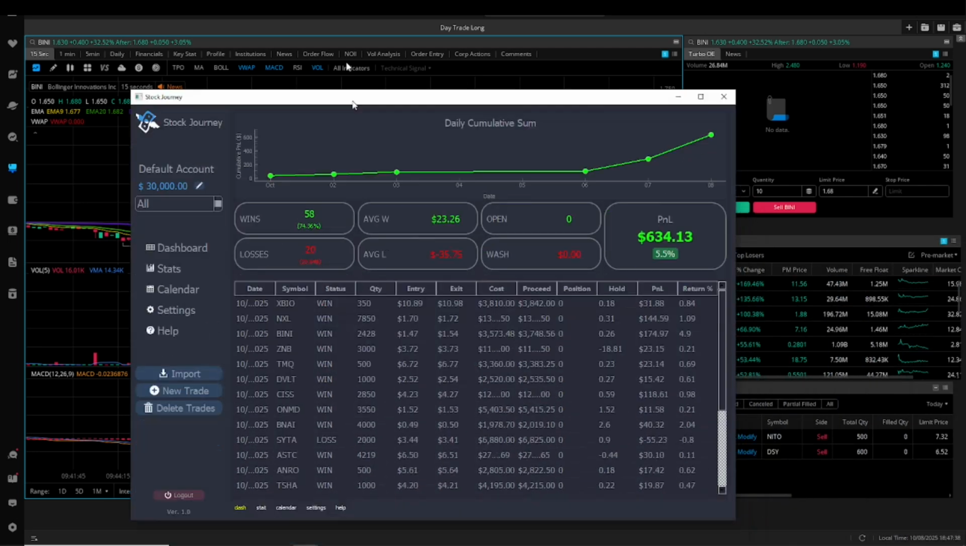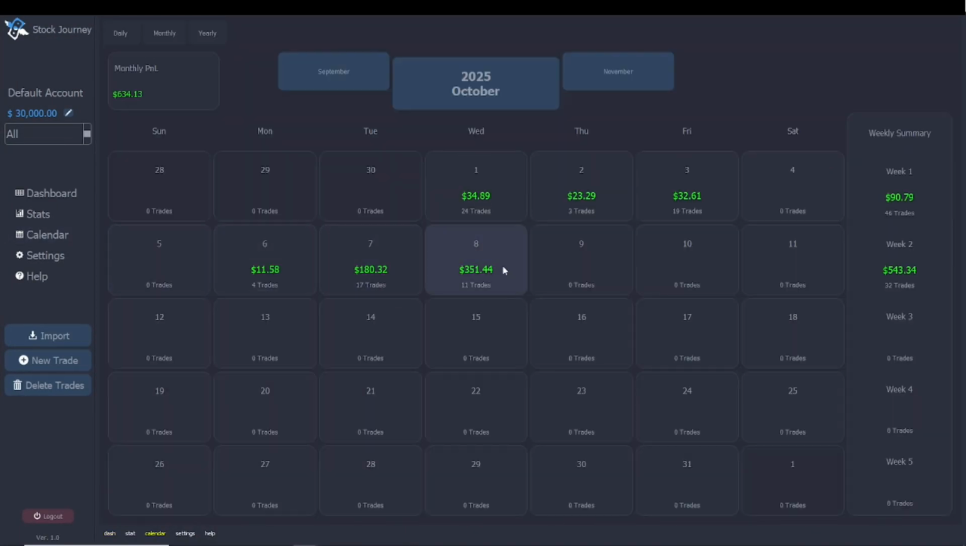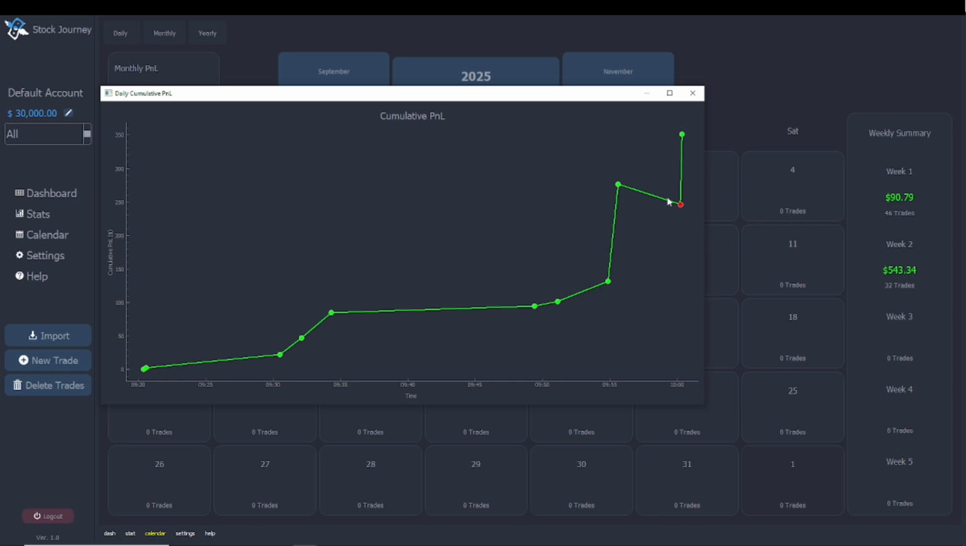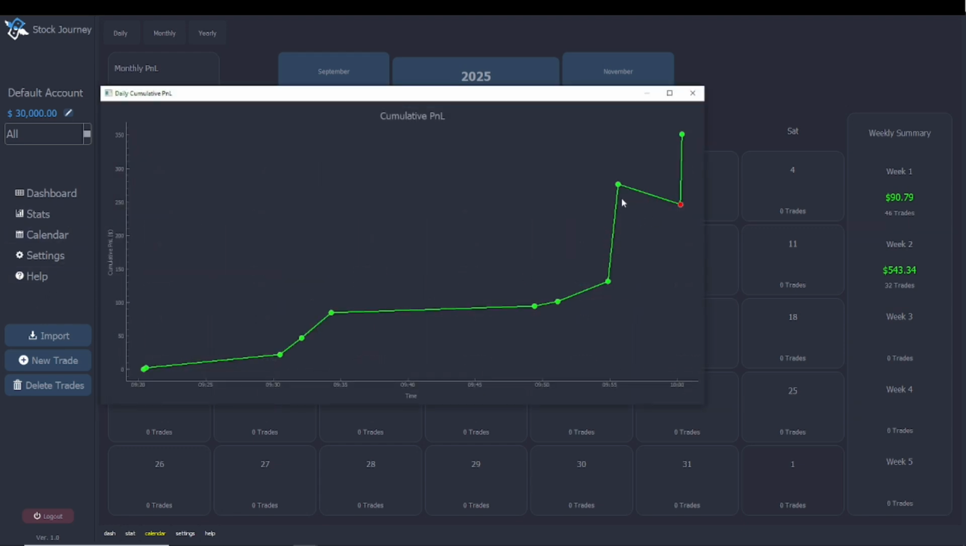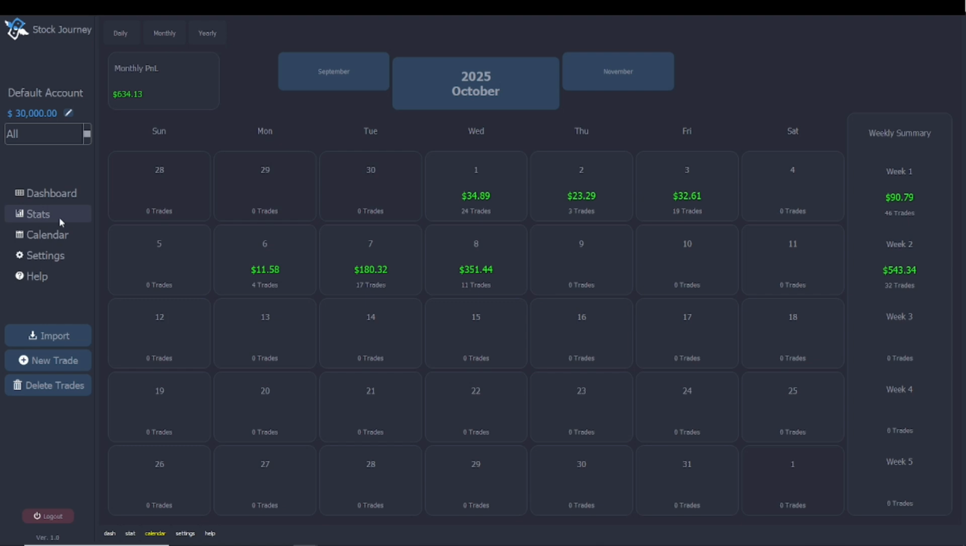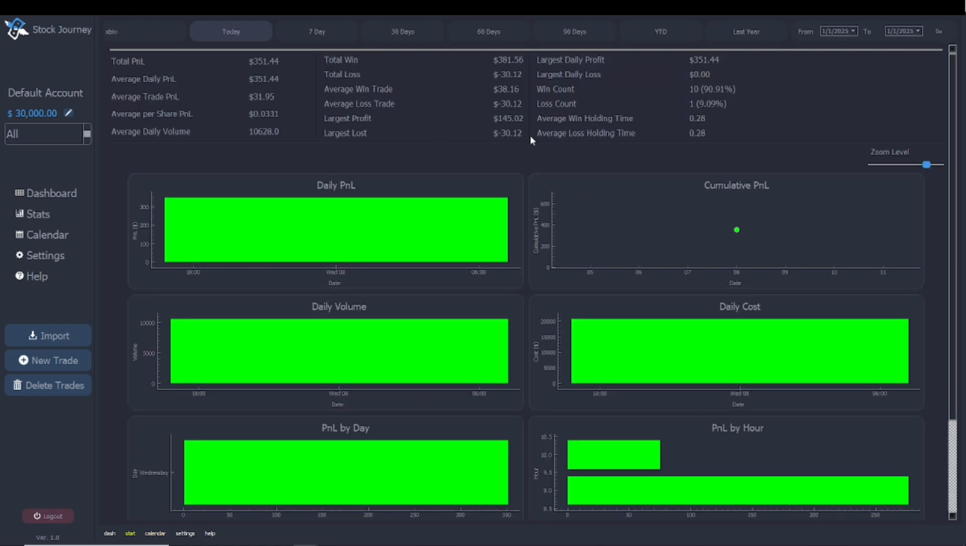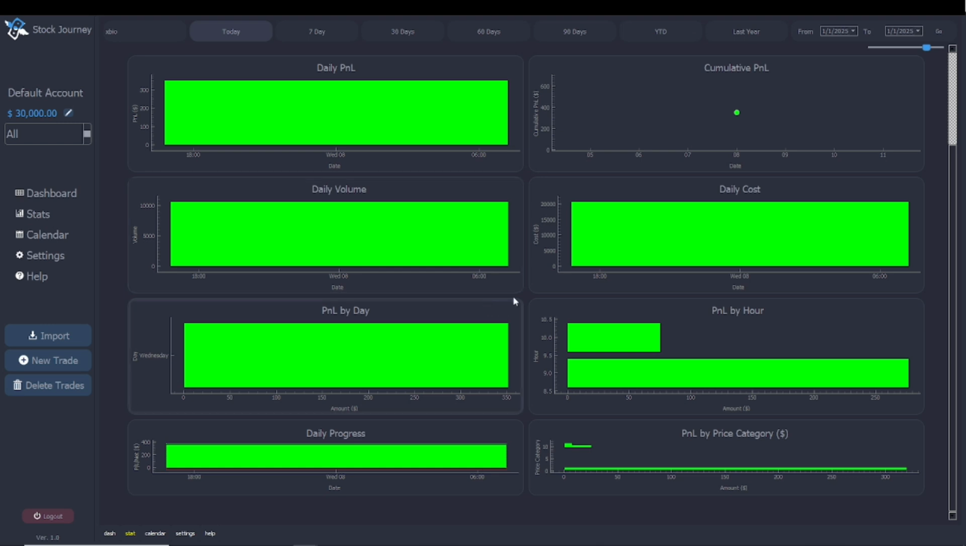So let me bring this back again. So today, this is how I made money. And you can see it's kind of continuously progressing through the day. Didn't have any losses today. There's a bug in the software, that's why it's showing negative in here, but I will fix that later. But today I didn't lose anything, and if I go to stats, you can see each of these categories, like what's the cost and what's the volume, and the profit and loss by the price category and all the things.